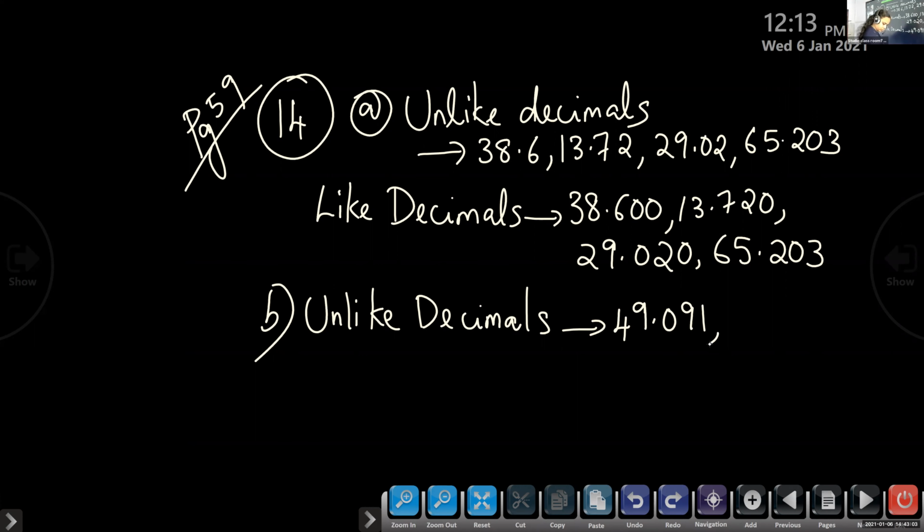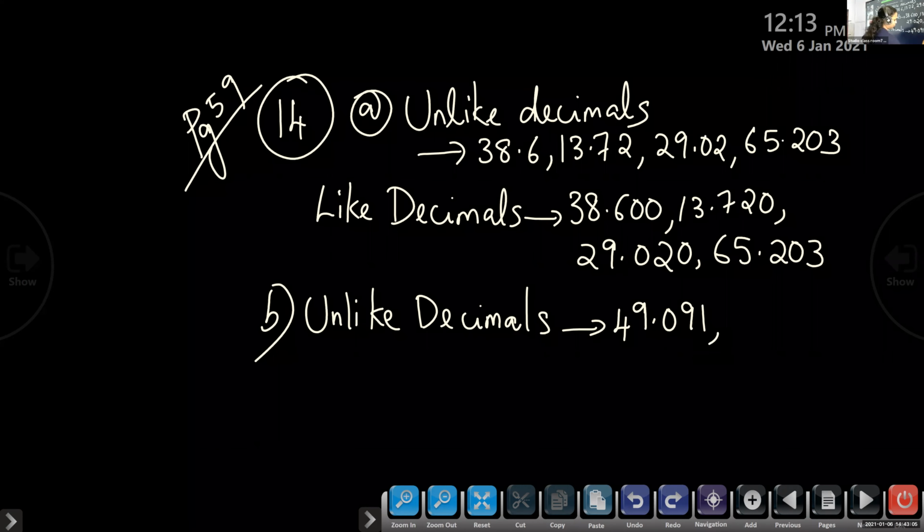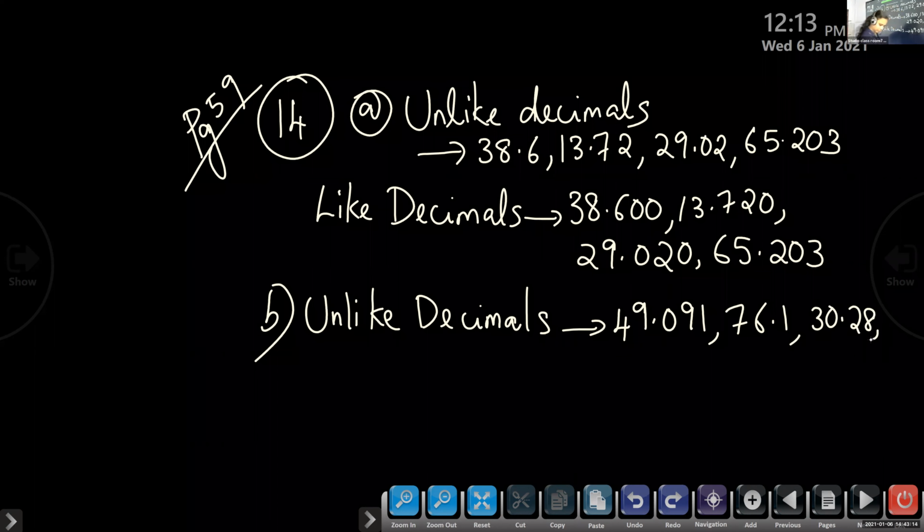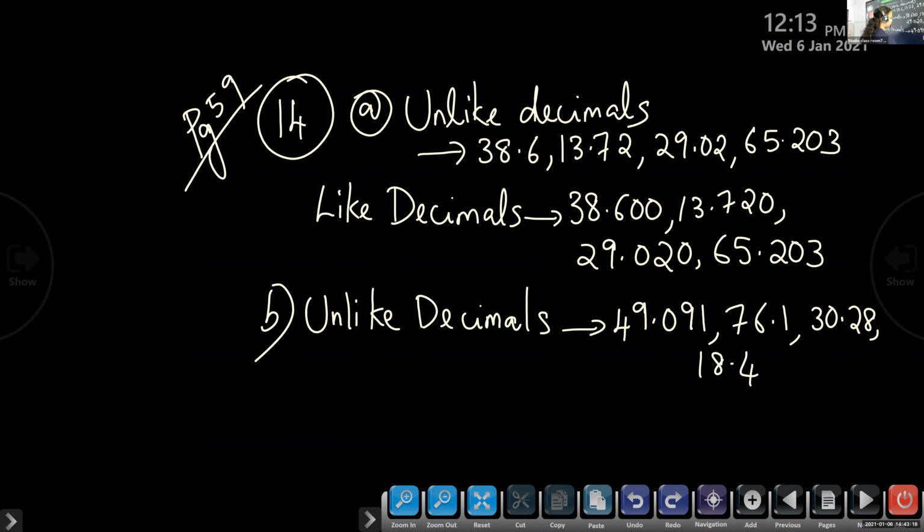49.091, 76.1, 30.28, 18.49. This is the question. So we are just writing unlike decimals, because we know they do not have the same number of decimal places. So write like decimals. All the children do it alone.